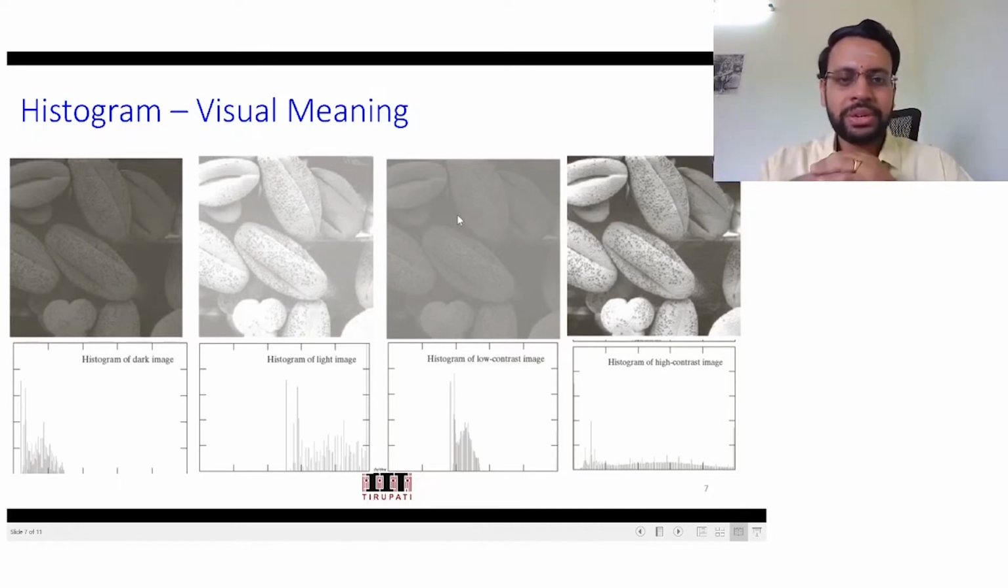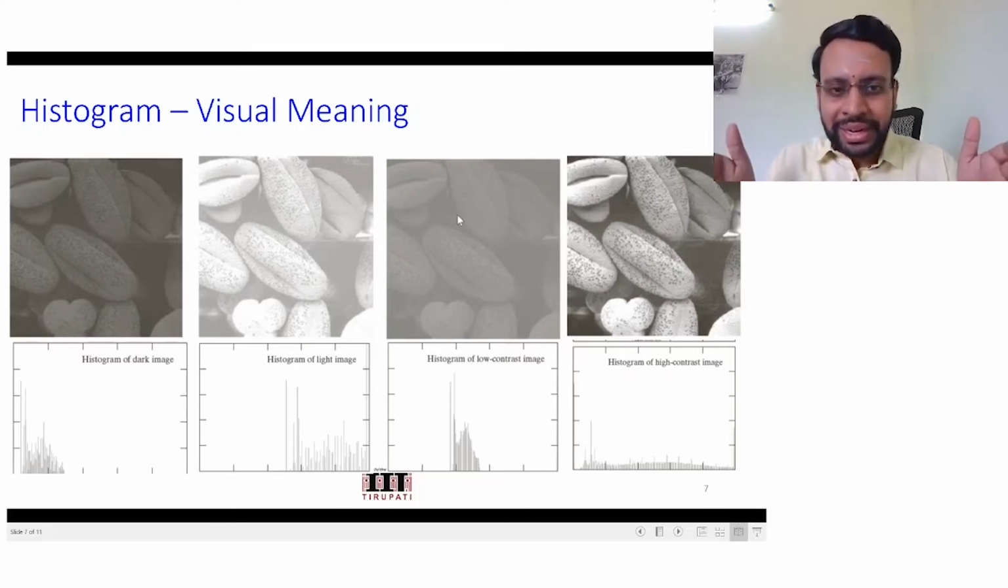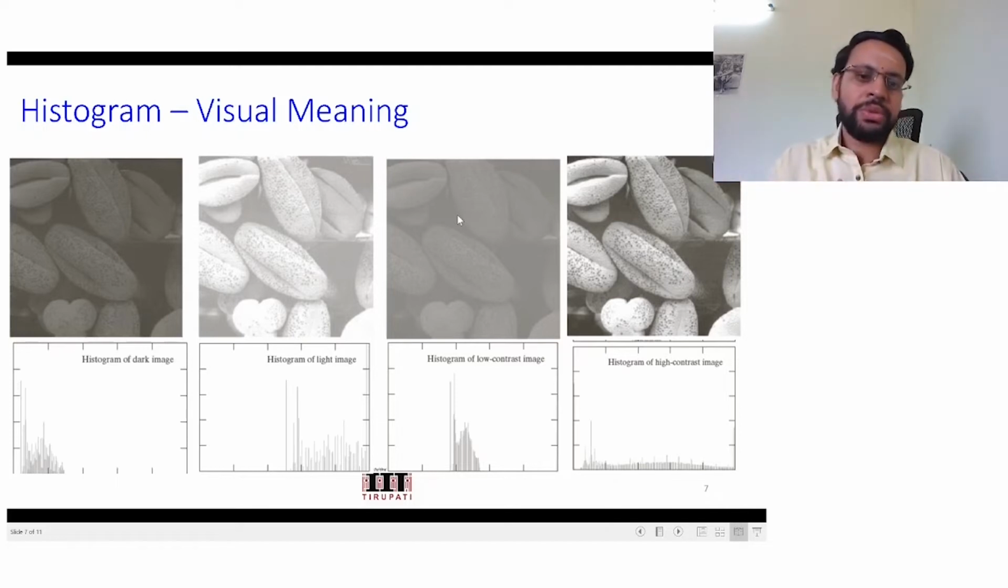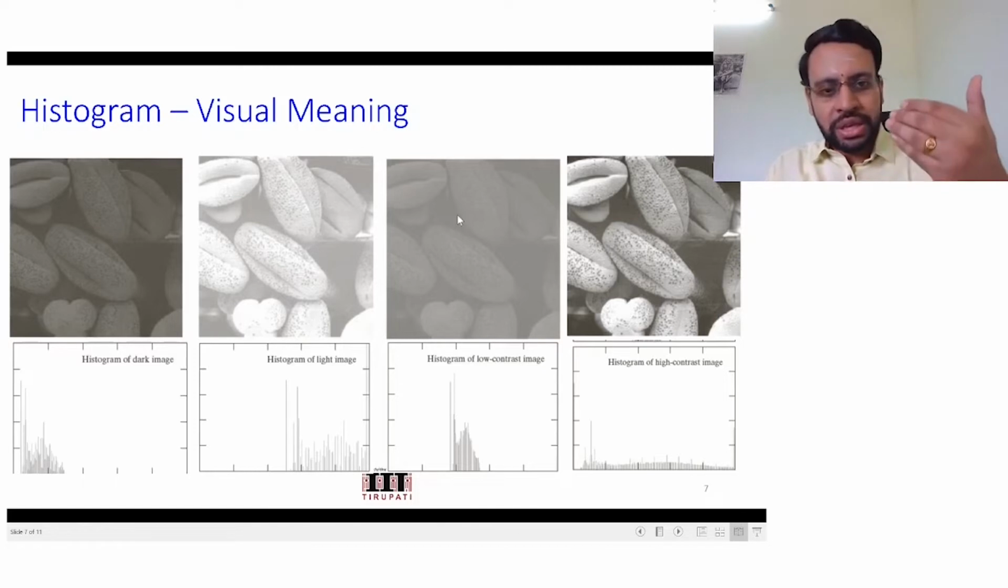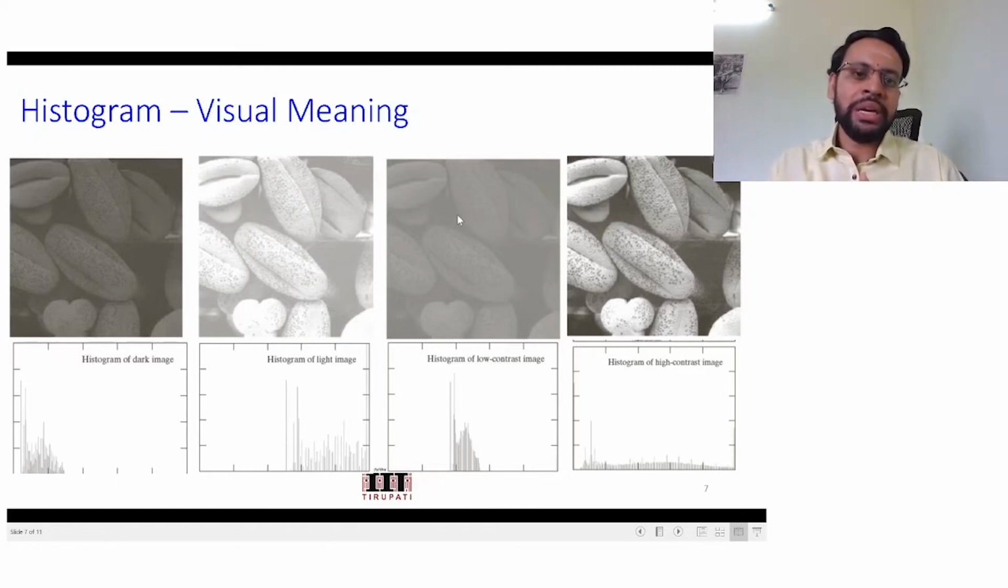From this, you could already guess that in order to have a good high contrast image, what you would expect is an even or roughly even distribution of intensities in the histogram. So in the next class and the class after that, we would be looking at methods that operate on the histogram of a given image and redistribute these intensities in such a way that you could get a better contrast image, or in other words an enhanced version of the original image.